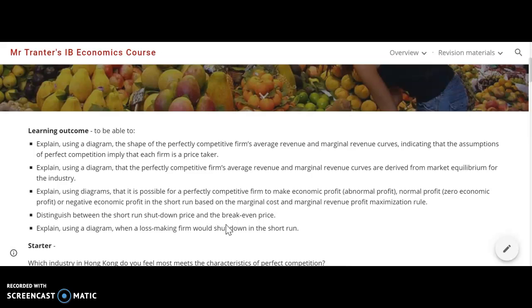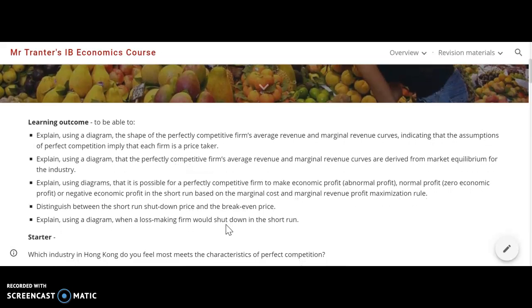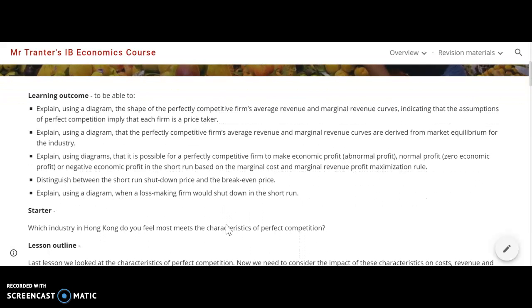Today's lesson is looking at, in terms of diagrams, its cost, its revenue curves, profit maximization, where it chooses to operate and why. So if you look at the learning outcome, a lot of it is about diagrams. So explaining the shape of the perfectly competitive firm's average revenue and marginal revenue curves, specifically this idea that it's based on the assumption that each firm is a price taker. And the fact that those curves are actually derived from the market equilibrium, the market diagram for the whole industry, rather than just the firm.